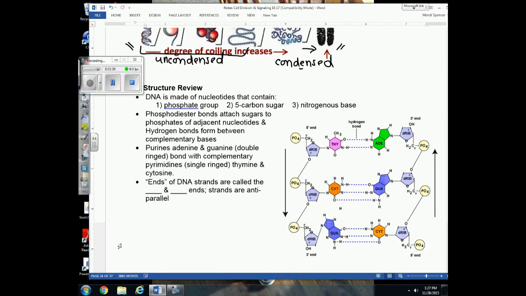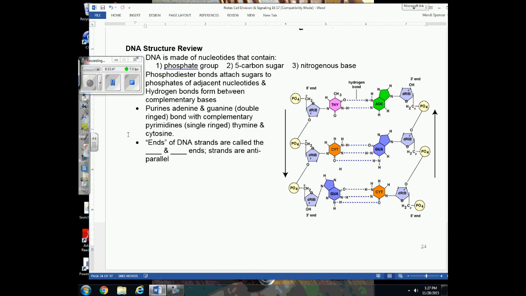Before we can go through DNA replication, we need a quick review of the structure of DNA. I'm not going to take the time to read through this information, but we've already talked about it in the biochemistry unit. We hit it hard in pre-AP. So if you need, just read through this information to re-jog your memory about the structure of DNA.